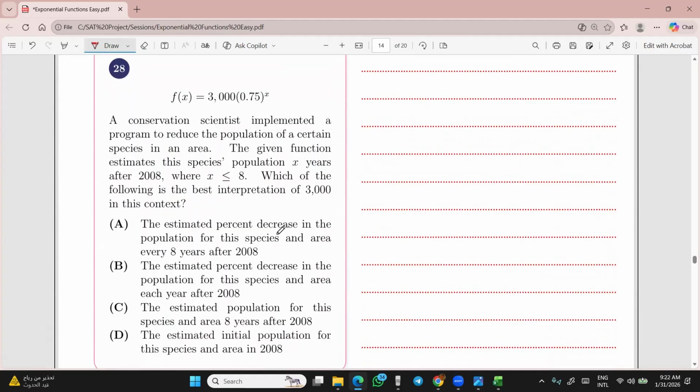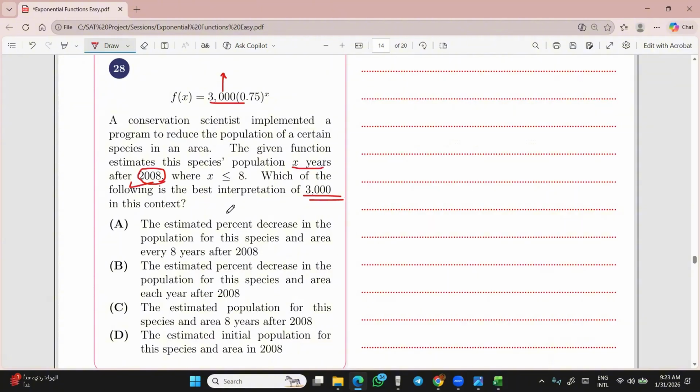Number 28, maybe similar idea. What is the best interpretation of 3000? 3000 is the beginning or the starting or the initial. Beginning where? If you read the question, a conservation scientist implemented a program to reduce the population of a certain species in an area. The given function estimates the species population X years after 2008. So at 2008 itself, it was the initial, which is 3000. So 3000 in the beginning, and then we decrease the number. So 3000 happens when? At 2008. 3000 what? The population, 3000 maybe species, animals, whatever.